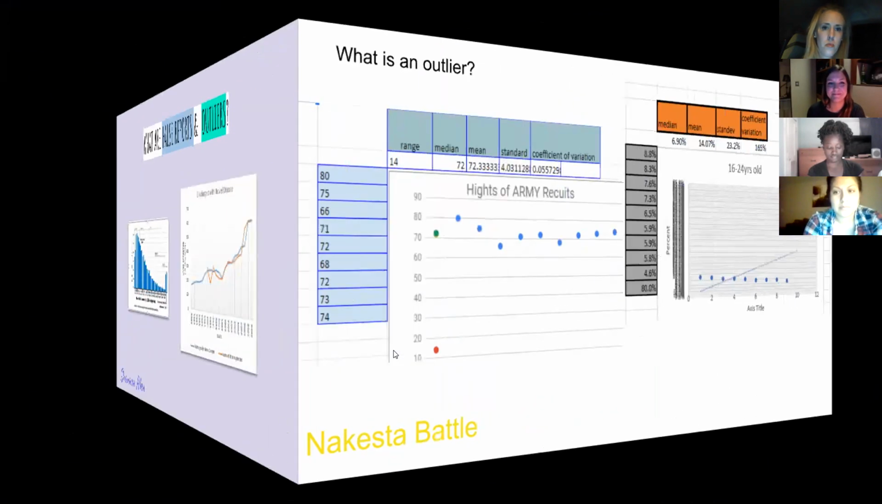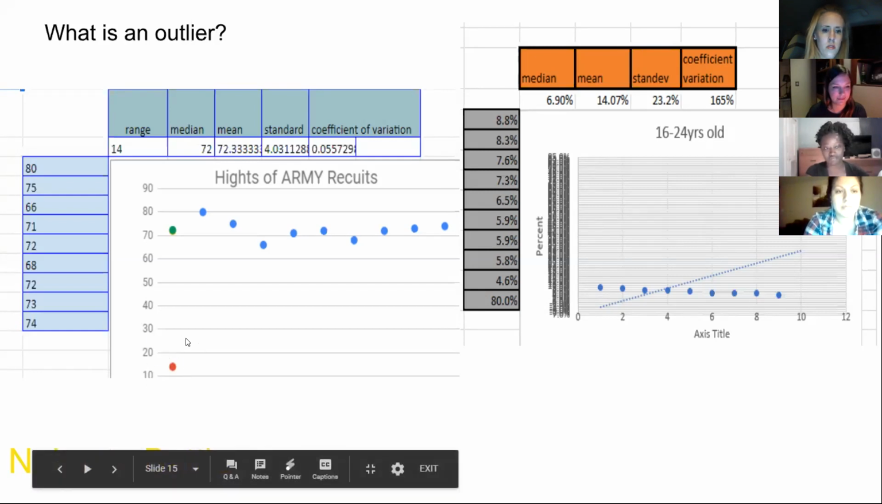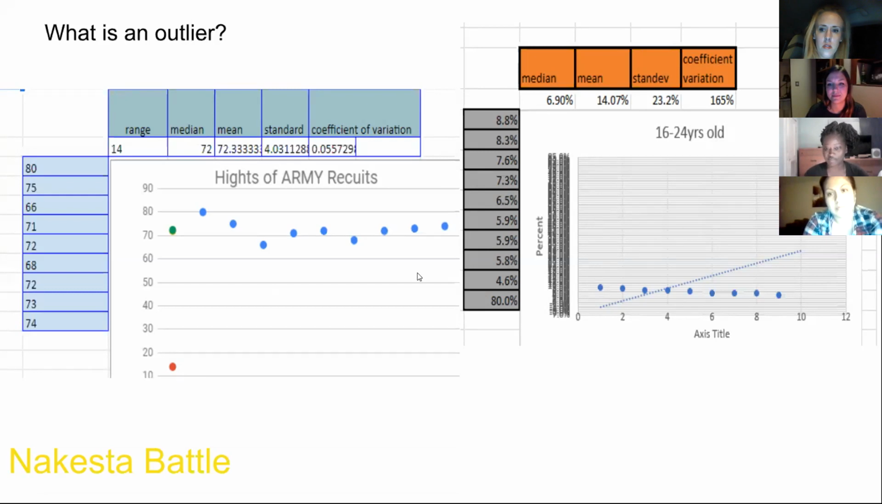Outlier. Mm-hmm. Nakesta, what is an outlier for you? Give us your take on it. Well, an outlier is a number in a set of data that is very different from the other numbers. The outlier is usually much higher or very, very low. On this graph, you can see that on the graph on the left, the red dot that's at the bottom, I just threw in a very smaller number inside there, and you can actually see that it's kind of off to the side. And then on my other one, I put that high number up there, and you can see that it's kind of up. So you can pretty much tell right off the bat what the outlier is inside a set of data. Yeah, that's true. Good point.